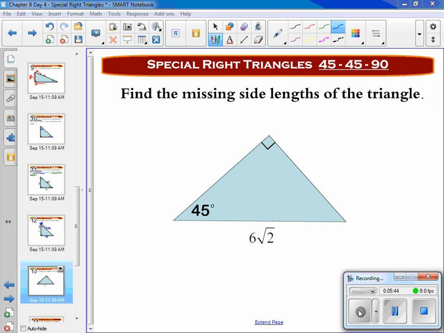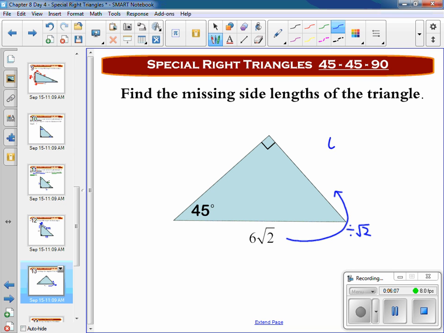Take a minute, pause the video, and try this one on your own. Now we're going from the hypotenuse to the two legs. Remember, from the leg to the hypotenuse, we multiply by the square root of 2. So from the hypotenuse to the legs, we're going to divide by the square root of 2.